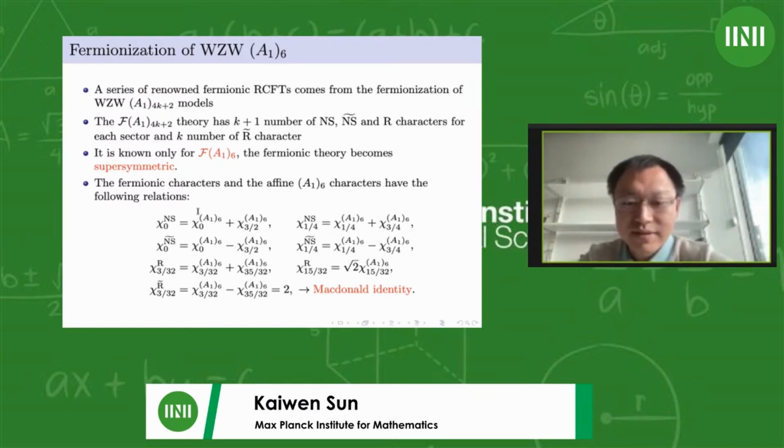And this is the well-known relation between the bosonic characters and the fermionic characters. So we can just think of them as a reorganization of the bosonic characters, such that all the characters satisfy the required properties for the fermionic characters. And in this case, for example, as I mentioned, the R tilde characters will just become the constant 2. In fact, this is a consequence of the Macdonald identity for A1. Right. Okay.